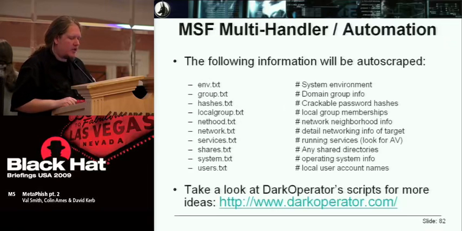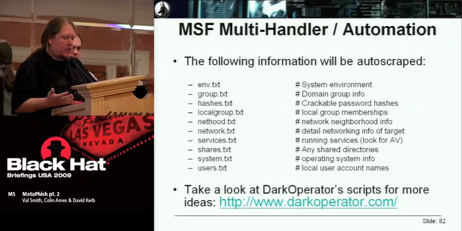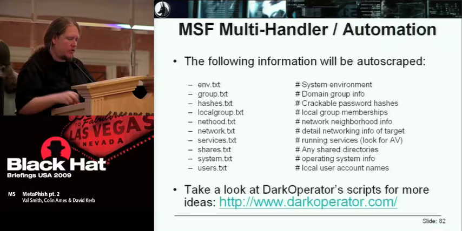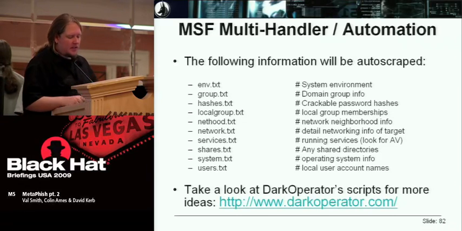For this particular script, you'll get a list of stuff like environment variables, what group memberships there are locally in domain, hashes that are dumped, network neighborhood information. So you're enumerating their internal network without really doing much. Services that are running in case there's antivirus, so you need to stop that. What users are in the system, all those basic stuff. There's a guy out there called Dark Operator who's got a ton of Meterpreter scripts that are useful to at least get started with, look at.